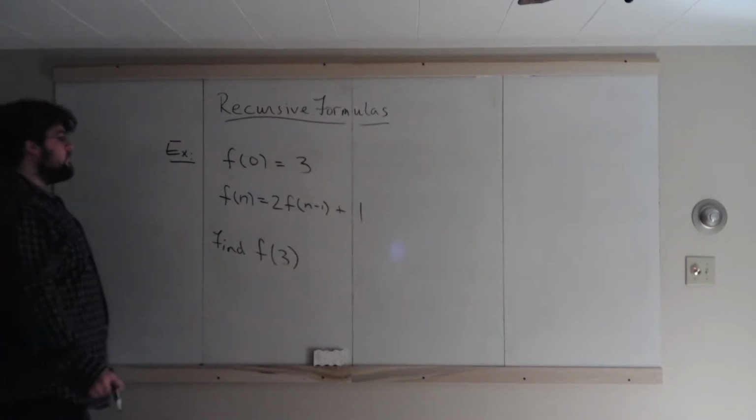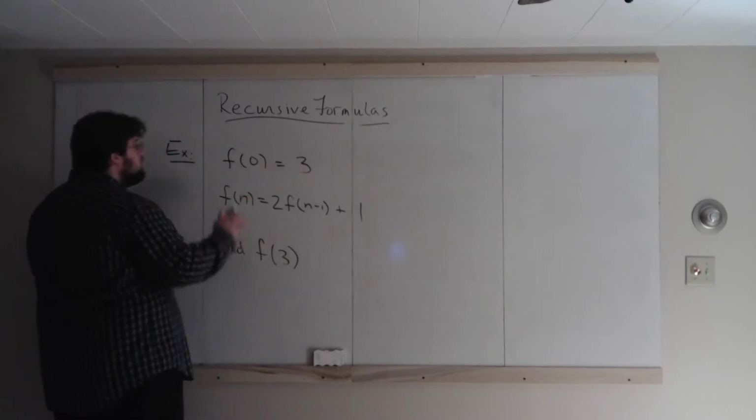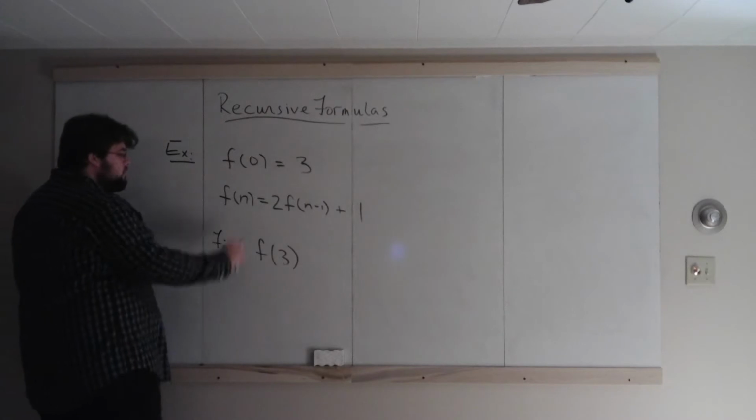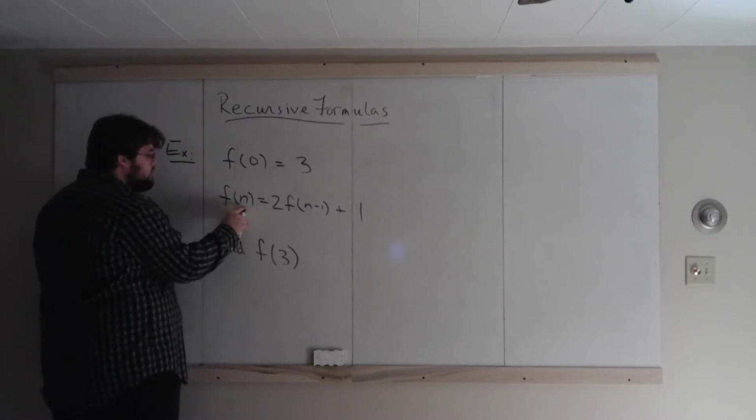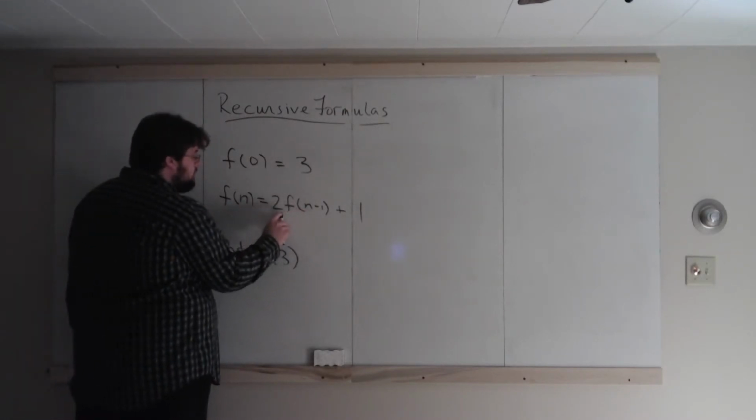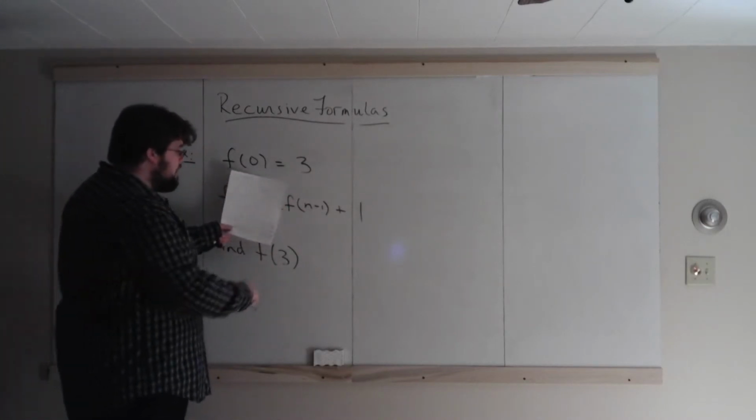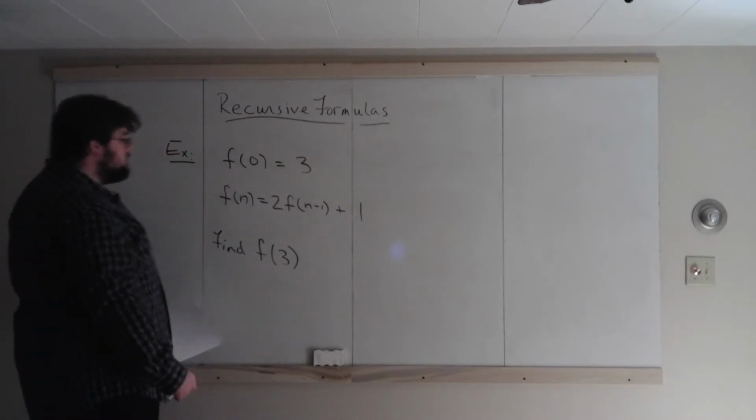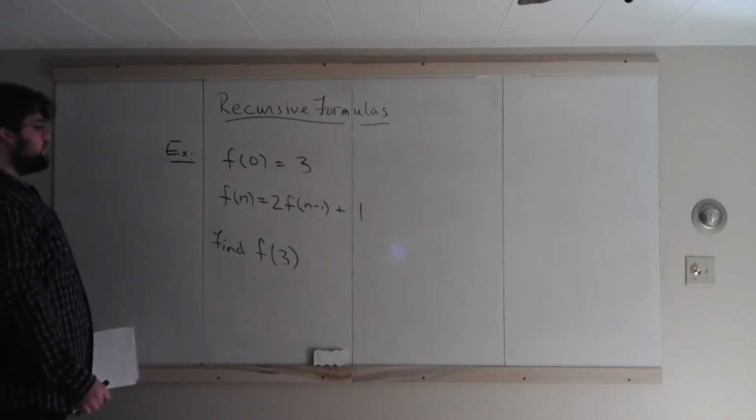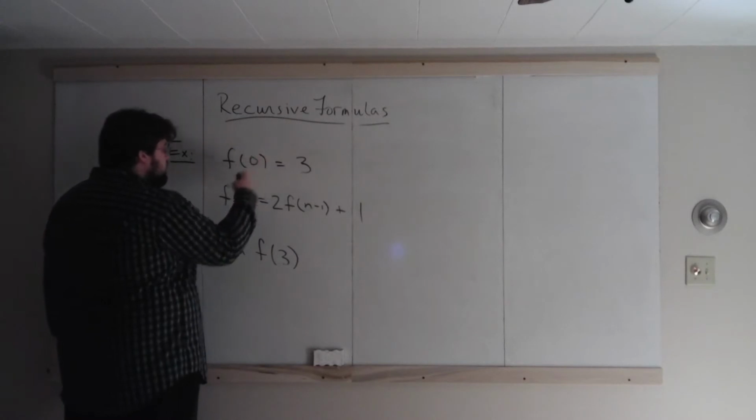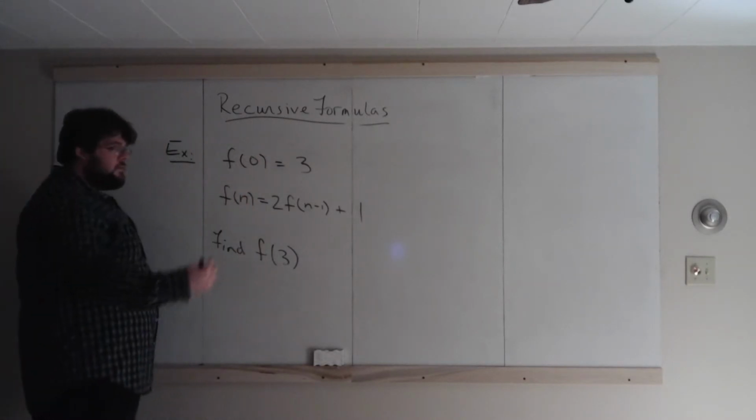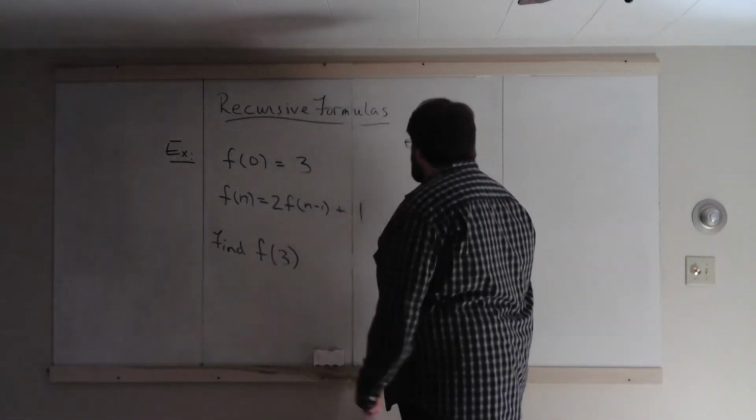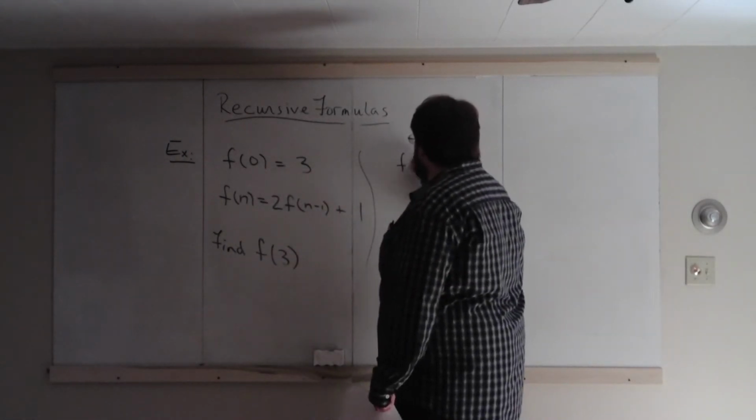Well, to find f of 3, all we have to start with are f of 0 and f of n. Now, f of 3 would be n equals 3 here, but notice to find f of 3, you would need f of 3 minus 1, which is f of 2. But we don't have f of 2. All we have is f of 0. So let's find f of 1 using this formula, then we can find f of 2, then we can find f of 3. So to find f of 3, let's find first f of 1.